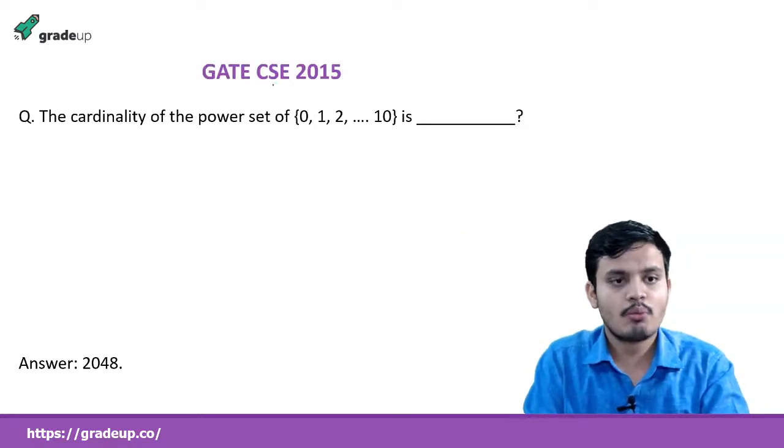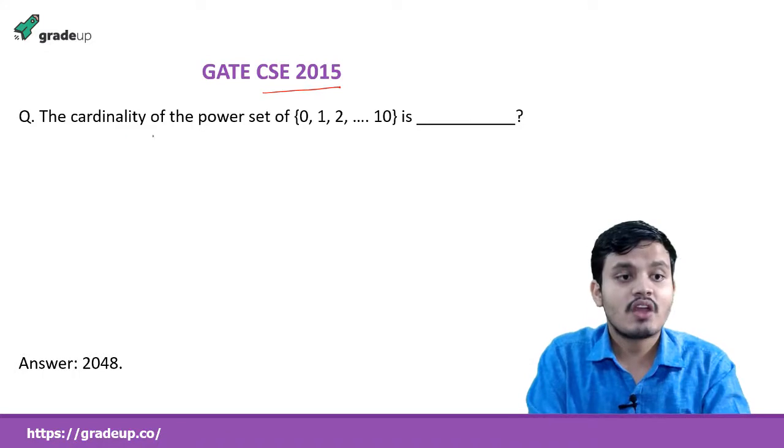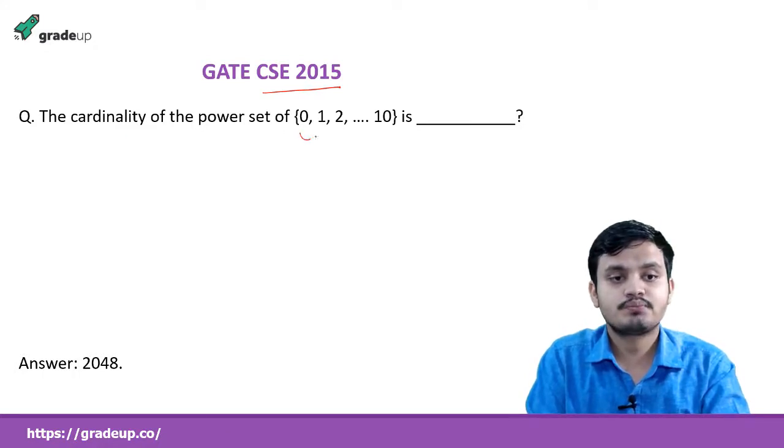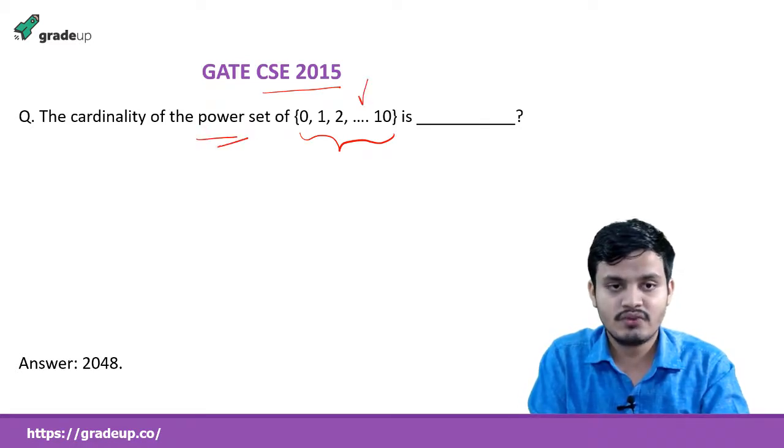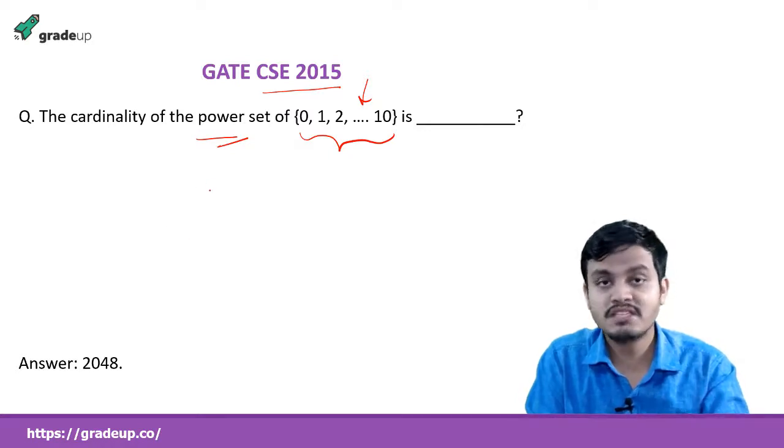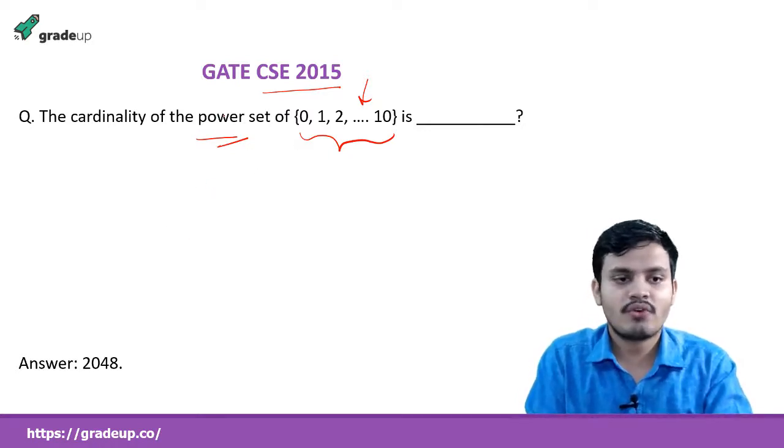This is one problem from GATE CSE 2018. The cardinality of the power set of this. We need to find the cardinality of the power set. First we need to take the power set of this set, and then we need to find the cardinality of it, meaning the number of elements in it. So if a set A contains n elements, then the power set of A will consist of 2 to the power n elements. Okay, then I can directly say that my answer should be 2 to the power n.